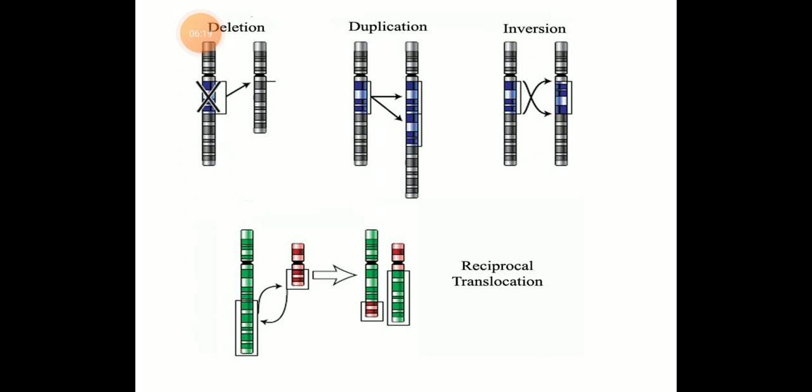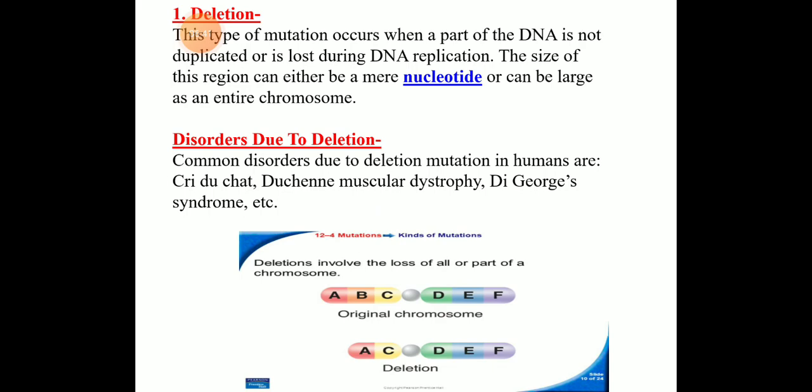In deletion, this type of mutation occurs when a part of DNA is not duplicated or is lost during DNA replication. The size of this region can be a mere nucleotide or as large as an entire chromosome. Next are the disorders due to deletion. Common disorders due to deletion mutation in humans are Cri-du-chat syndrome and DiGeorge syndrome.